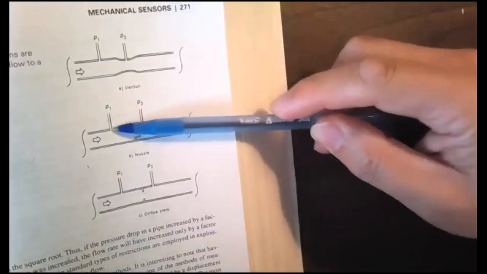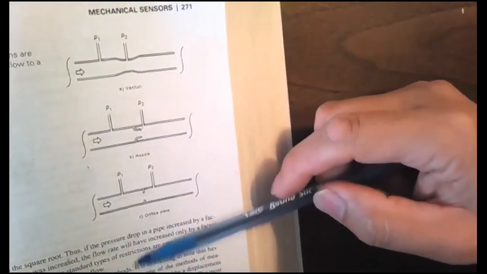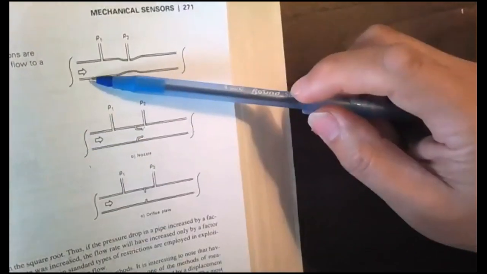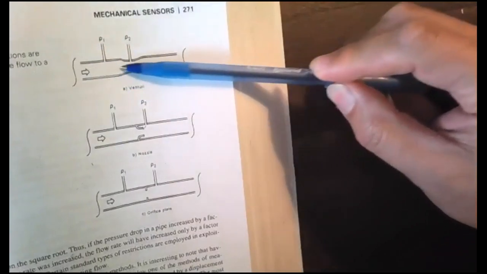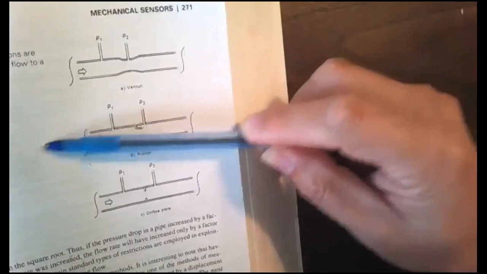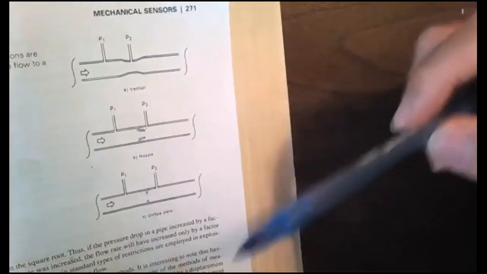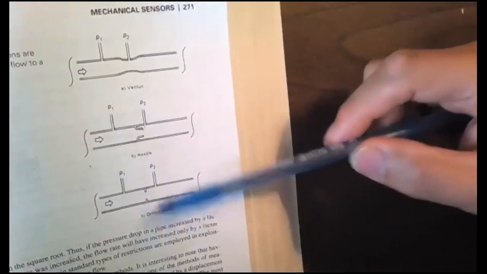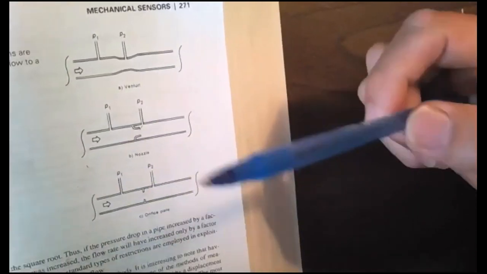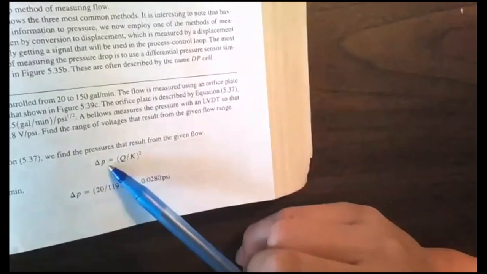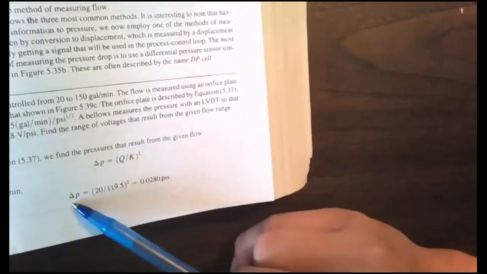So P1 will be higher than P2. How much higher? Depends on the flow. So if your flow is very slow, the pressure difference will be small. If your flow is medium, the pressure will be medium. If your flow rate is higher, the pressure difference will be higher. So it's all about the delta P. Based on delta P, we can find the flow. Or based on the flow, we can find the delta P.